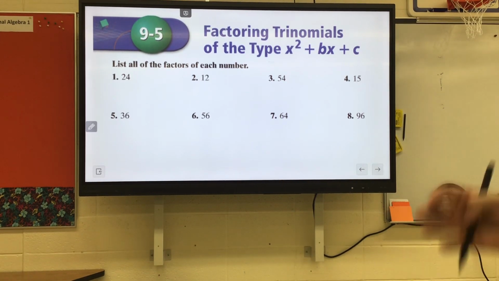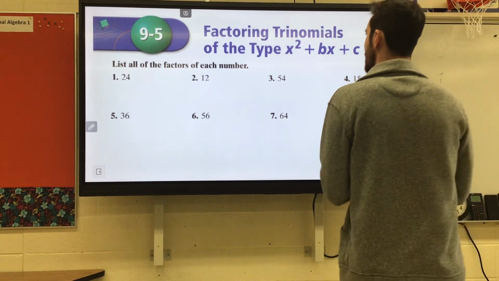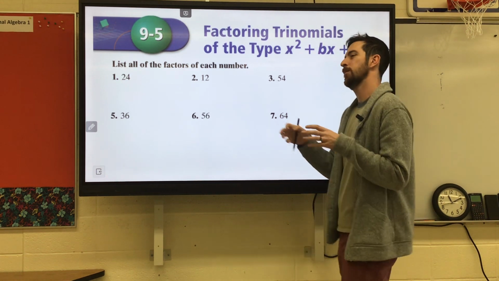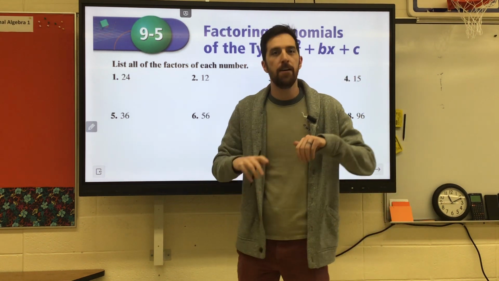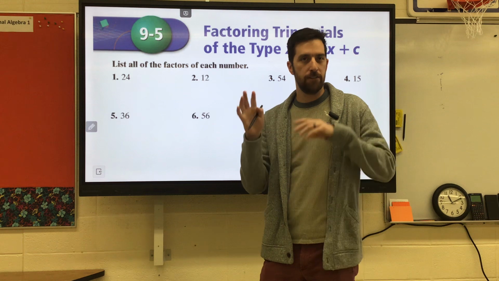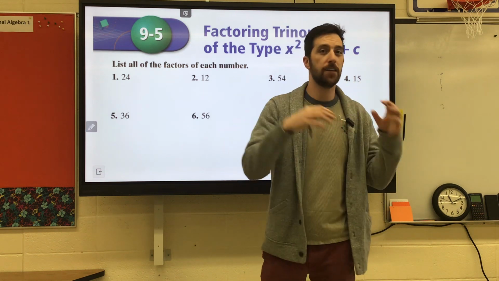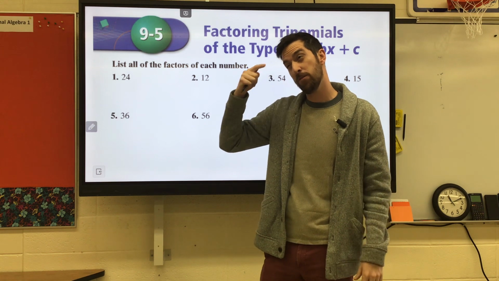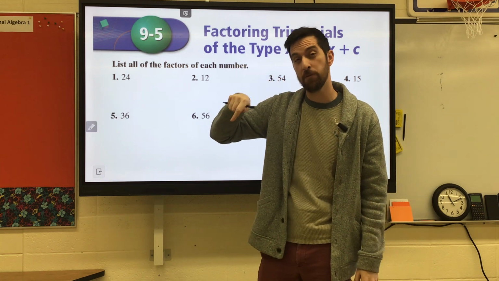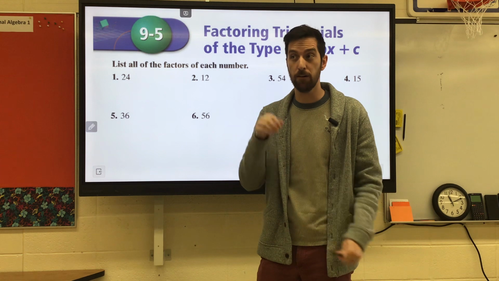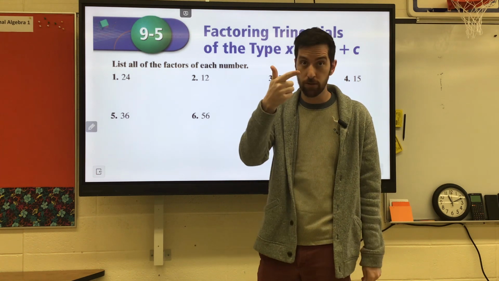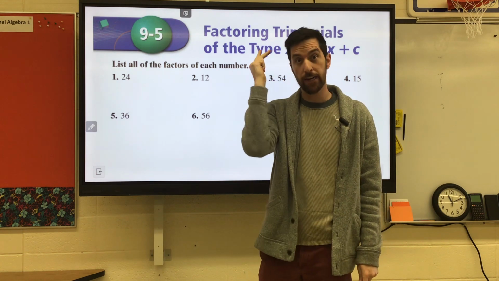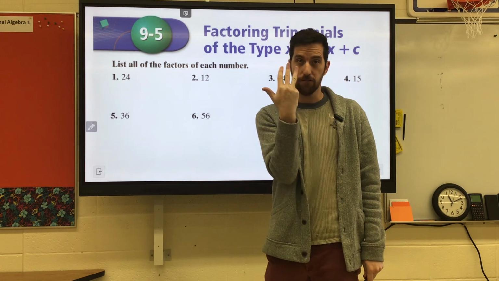Now we're getting into the meat and potatoes of Chapter 9, Factoring Trinomials. We're going to ease into it today. We're just thinking factors. Factors are numbers that can be multiplied into another number. So if you're thinking factors of 10, you're thinking, what numbers go into 10? What numbers can be multiplied into 10? You might think, all right, 1 goes in there, 2 goes in there, 5 goes in there, and 10 goes in there. Those are all factors of 10.